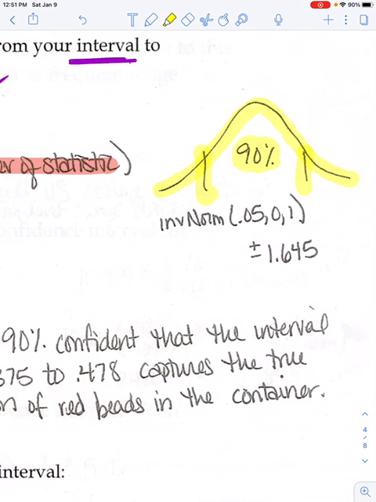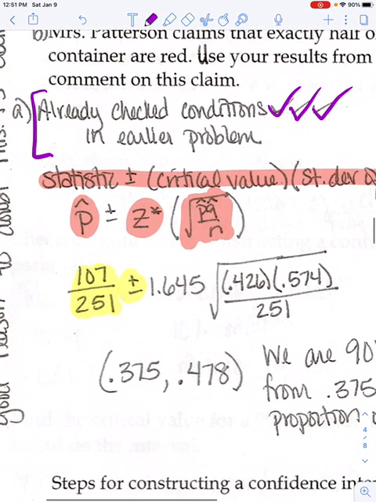That leaves 10%, 5% in each wing. So I'm going to inverse norm my 5% with my 0 and my 1, because these are Z's. I type that in. That one's going to give me the negative version, but I'm going to go ahead and put a plus or minus, and I'm going to write Z star equals, because I do not want to have a floating number. So Z star equals plus or minus 1.645. You're going 3 decimal places. All right, so then I take that Z star and I plug him in right here.